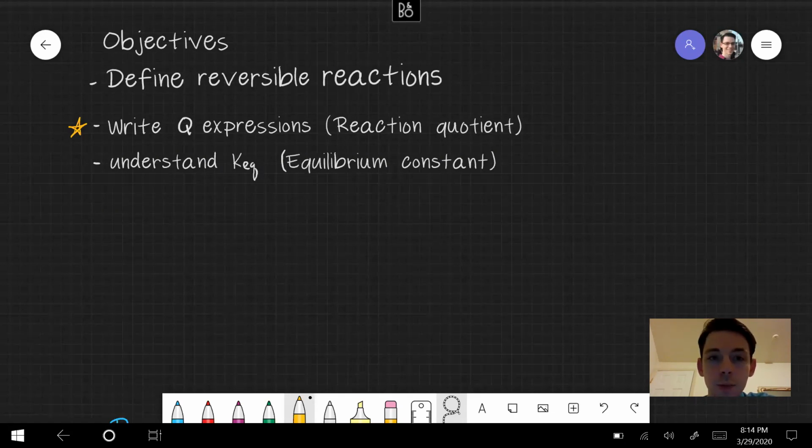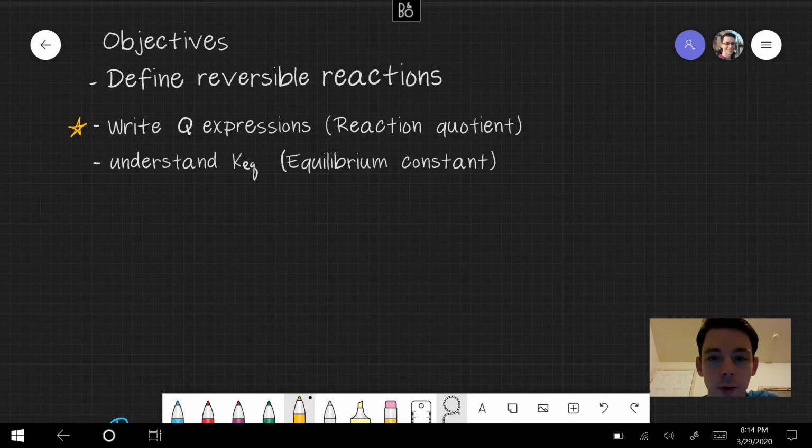So I want to look quickly at the objectives of today's lesson, and then we'll get into what each one of those entails. Our first objective is we're going to be able to define reversible reactions. Hopefully this is pretty easy. The name's not too hard to understand, but we'll see what that means in the chemistry context.